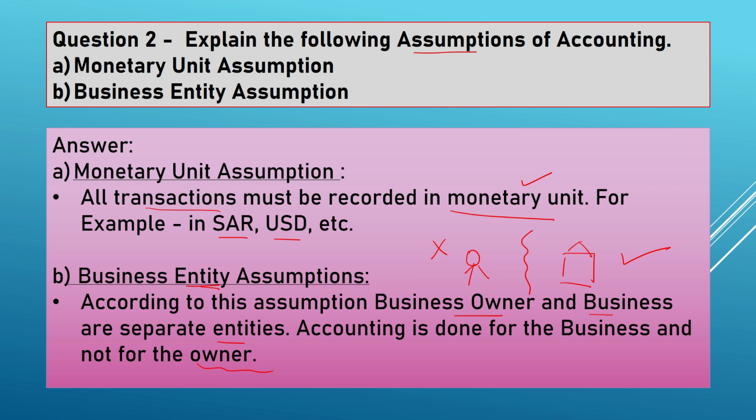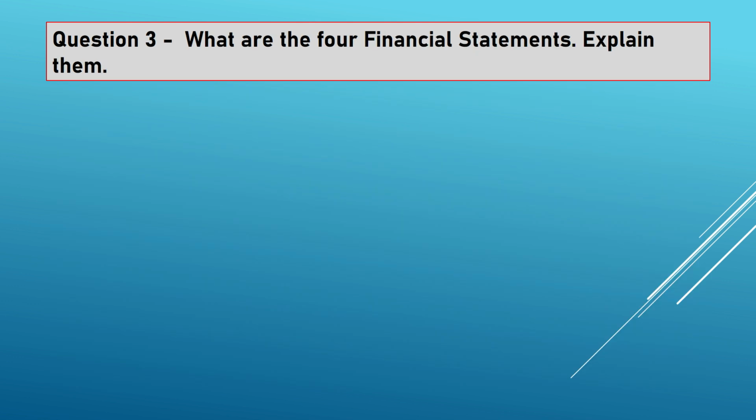So you just write that the owner and the business are separate entities, and accounting is done for the business, not for the owner. That's enough. So in this way, I have explained the 2 theory questions. Then we have a very important question. It is usually asked in the exam: what are the 4 financial statements?